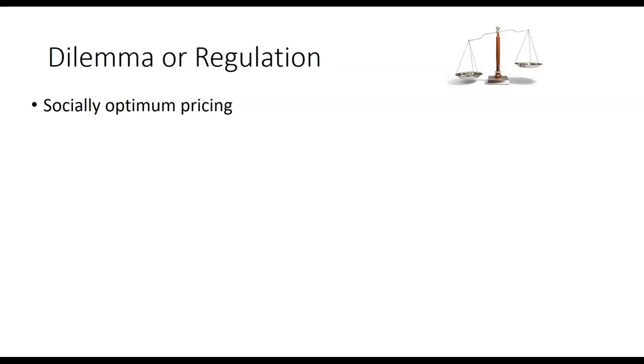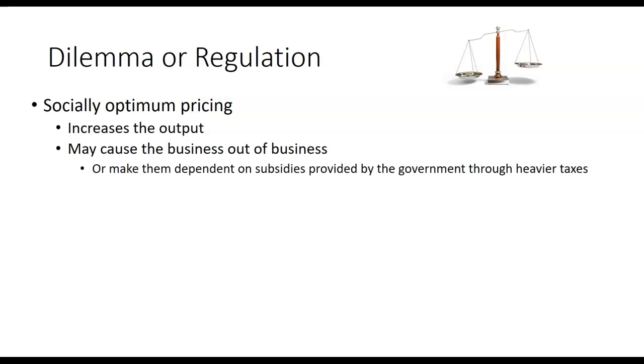So do you regulate? Do you not regulate? Which one's better? Well, the socially optimum pricing increases the output, but it's going to cause a business to go out of business. Again, the Supreme Court's case said you can't do that. So fine, you have to subsidize the markets or make it a public good, I guess. Well, then how do you subsidize them? Increase the taxes or go further into debt. Again, that doesn't mean an automatic no, but it means there's opportunity cost.